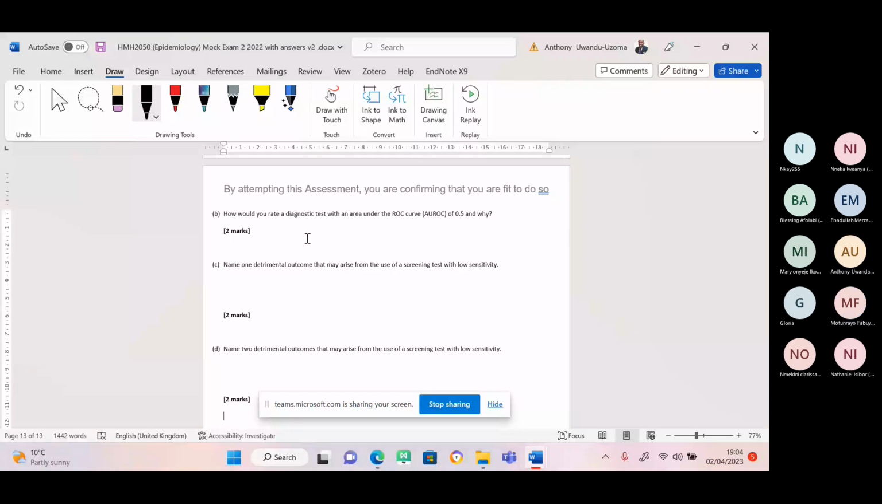Question C: name one detrimental outcome that may arise from the use of screening tests with low sensitivity. So the detrimental outcome that can arise from the use of a screening test with low sensitivity. Low sensitivity means false positive, yeah?